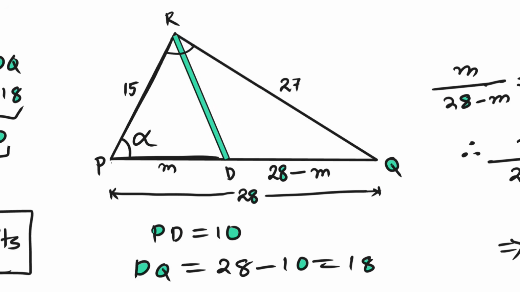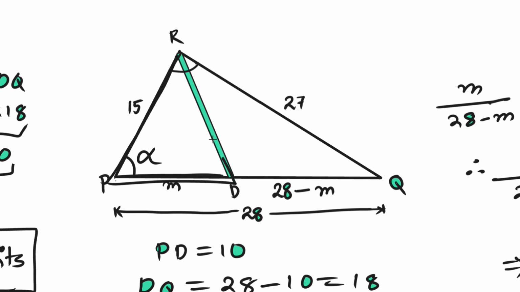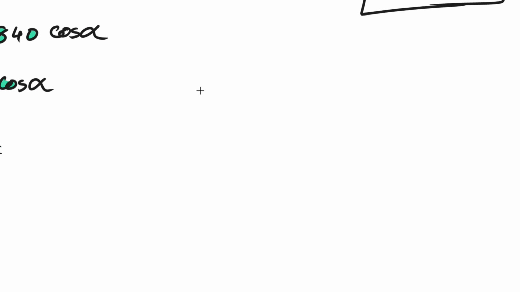Next, let's focus on the smaller triangle PRD. We already know that PR is 15 units and PD is 10 units, and the angle at P in this smaller triangle is the same angle alpha that we just calculated, because D lies on PQ. Our unknown side is RD, so let's call RD x for this part of the calculation. Again, we can use the law of cosines.